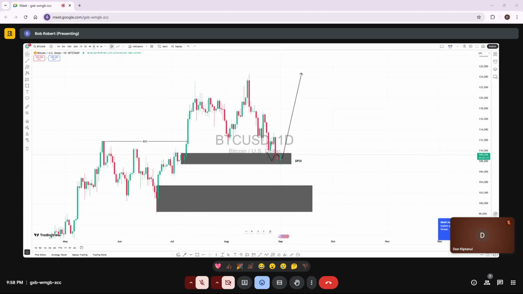Okay, then the other one becomes what? Extreme point of interest, XPOI. So we get the decisional and the extreme point of interest. Okay, so once you have identified them, you just wait for the price to tap into the zone. Once it taps into them, you wait and you check for what we call a reaction.